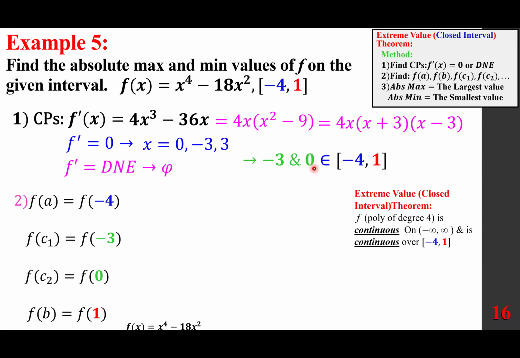We are going to put the function f of x equals x to the power of 4 minus 18x squared. We're going to plug in negative 4. Negative 4 to the power of 4 is positive 256. Negative 4 squared is positive 16 times negative 18 is negative 288. And they add up to negative 32.